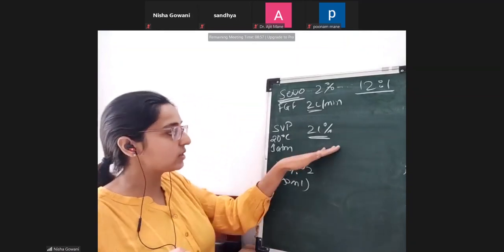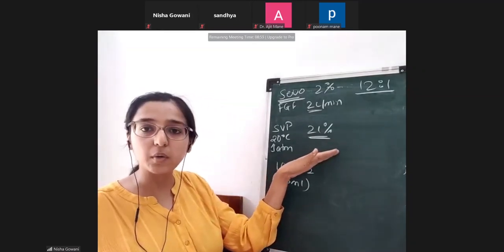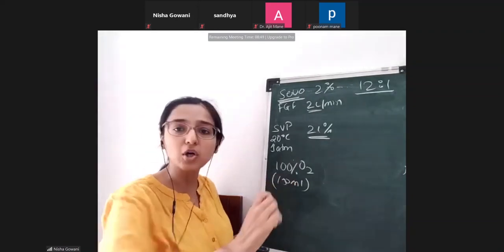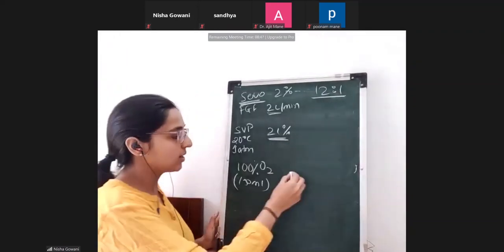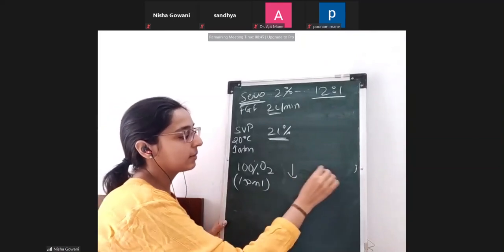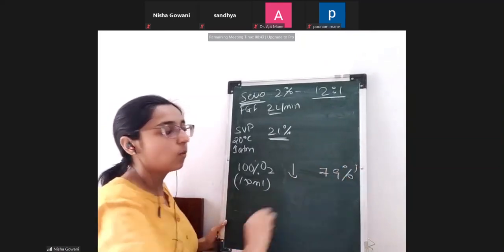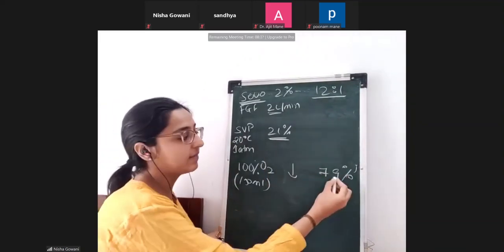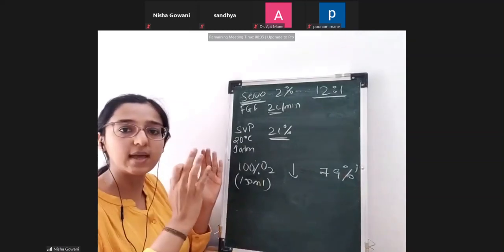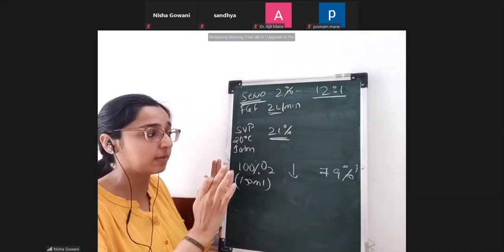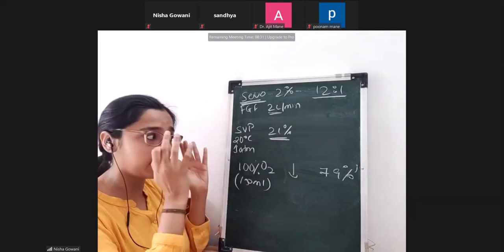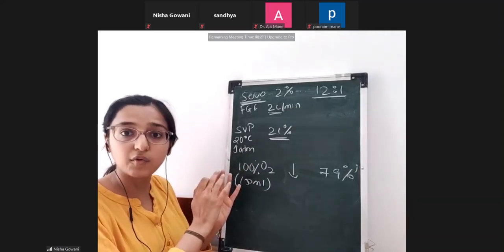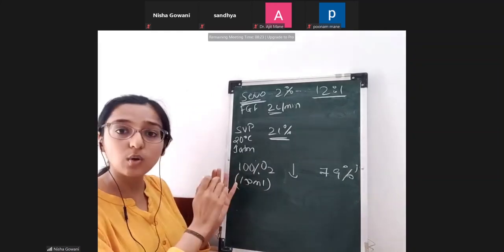And now there is 21% of sevoflurane over there. So what's going to happen? Its concentration of oxygen will decrease, right? So this will come down and become how much? It will become 79%. What is the composition in the vaporizing chamber now? Composition of vaporizing chamber is 79. If 100% volume is there in the vaporizing chamber, 79% of it is occupied by oxygen, 21% is occupied by sevoflurane.